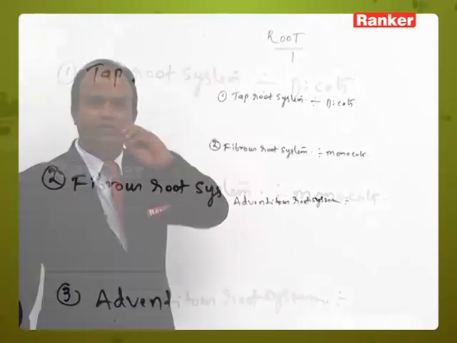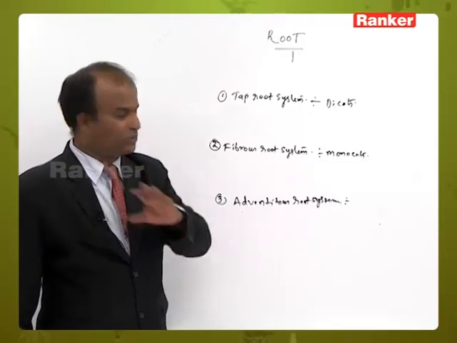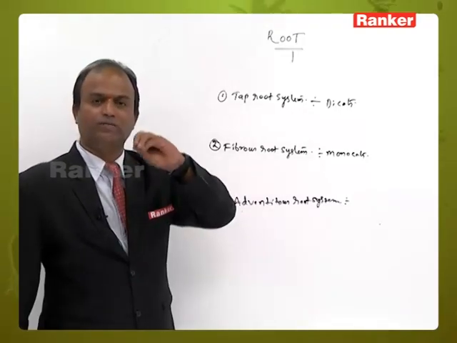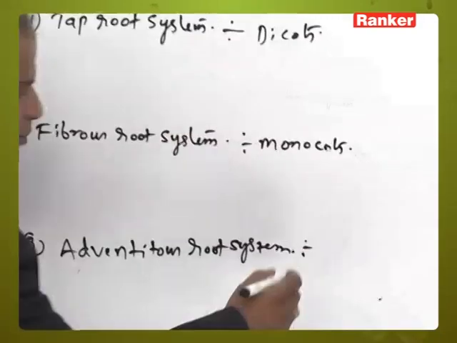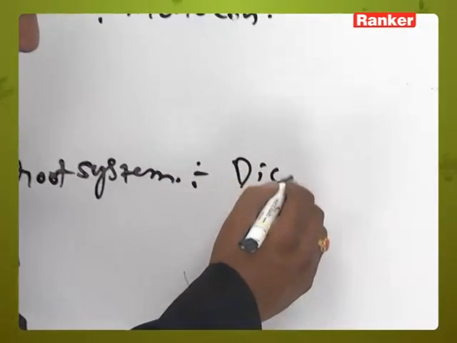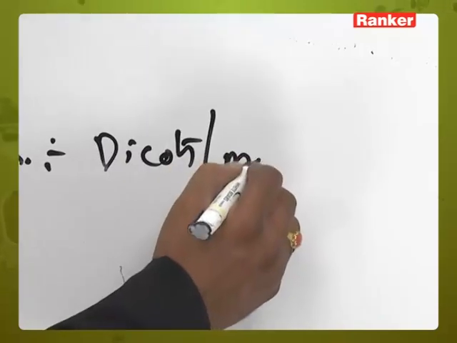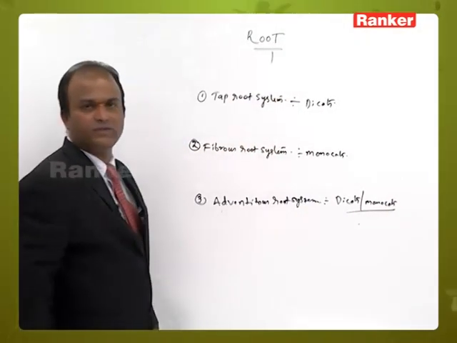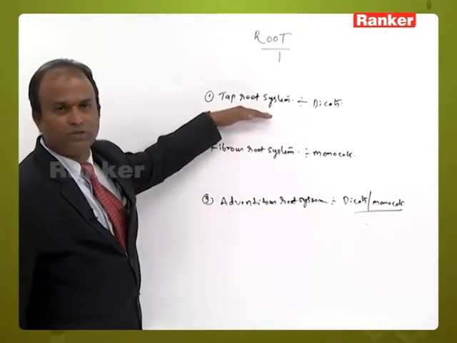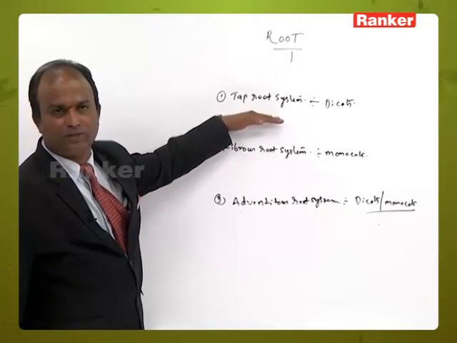That means the adventitious root system can be seen in dicots as well as monocots. Is that clear? Now we are going to discuss the taproot system.